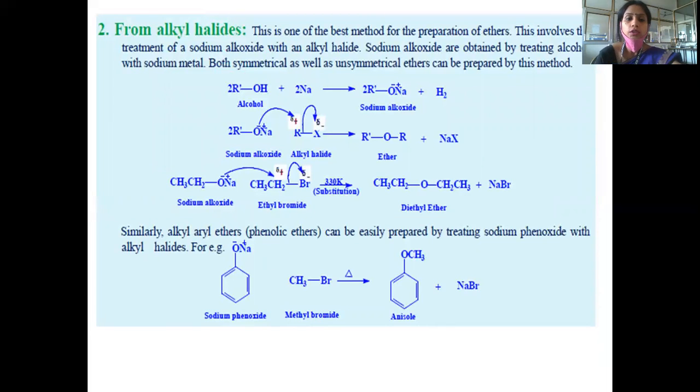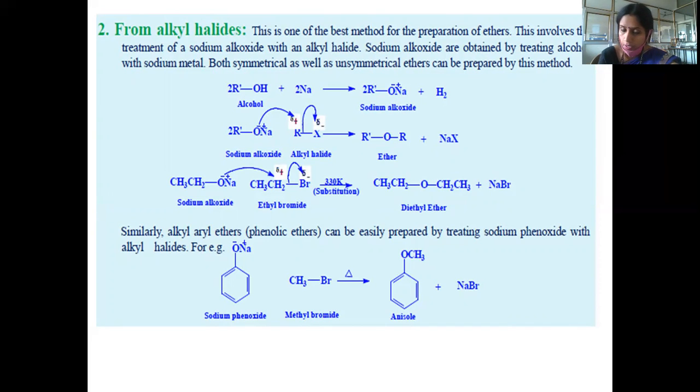The second method of preparation is from alkyl halide. It is one of the best methods for preparation of ether. It involves treatment of sodium alkoxide. First we have to prepare sodium alkoxide. That means alcohol will react with sodium metal to give its respective salt, sodium alkoxide. This then reacts with alkyl halide and the byproducts are sodium halide and ether.